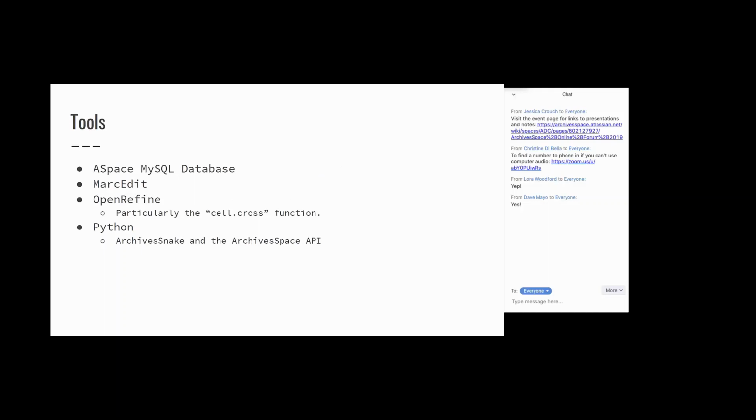I used 4 main tools. I started off with the ArchivesSpace MySQL database to get out the initial first info about the resources. I used MARC Edit to manage the data I was getting from the catalog. I used OpenRefine, and I also used Excel at points during this. I don't really talk as much about those. And then I used Python, specifically the ArchiveSnake library, to talk with the ArchivesSpace API.